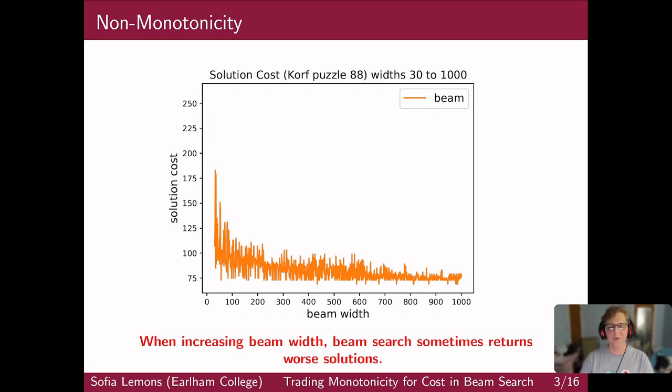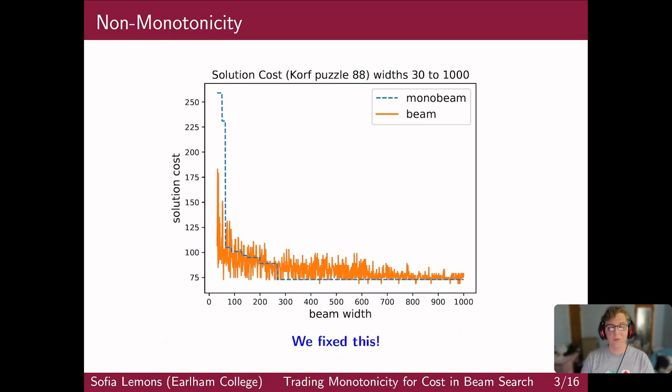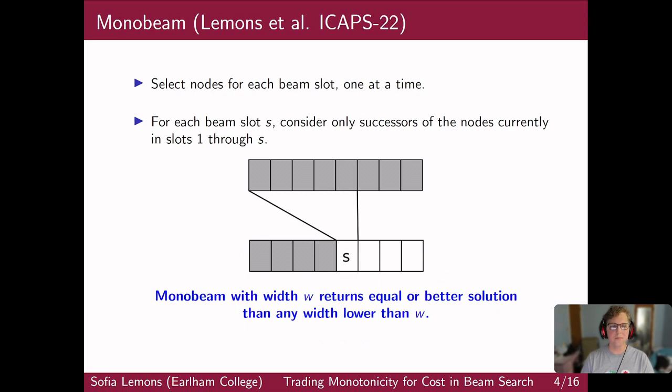In previous work, we've fixed this by providing the algorithm monobeam, which is guaranteed that as beam width increases, solution cost will be as good as or better than would have been found at lower beam widths. The monobeam algorithm selects nodes for each beam slot one at a time. So for each beam slot S, we consider only the successors of the nodes currently in slots 1 through S when selecting nodes to keep for the next level of the search.